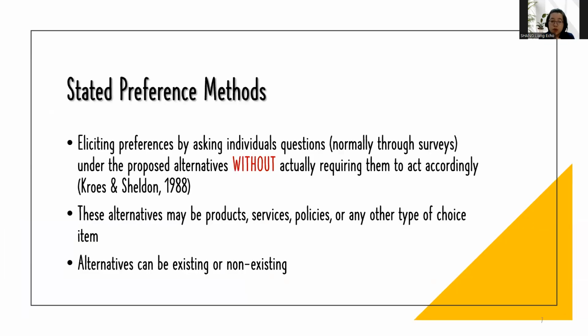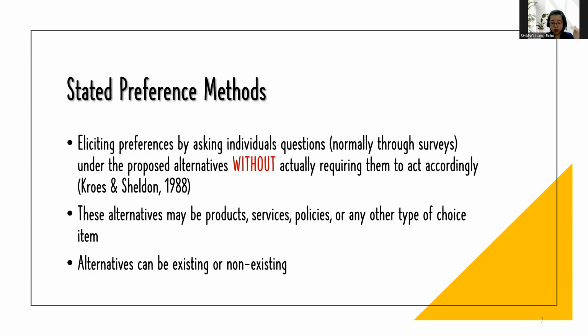And this is how and why stated preference methods came into the picture, because these methods allow researchers to study individuals' preferences without actually requiring them to act accordingly. We do not need to rely on actual choices, actual behaviors of individuals to understand their preference. So how do we do this? Usually we use a survey in questionnaire format to elicit preferences by asking individuals questions.